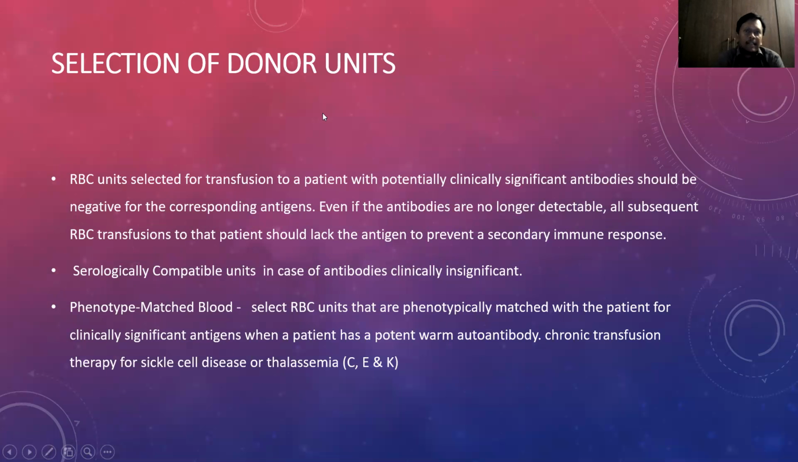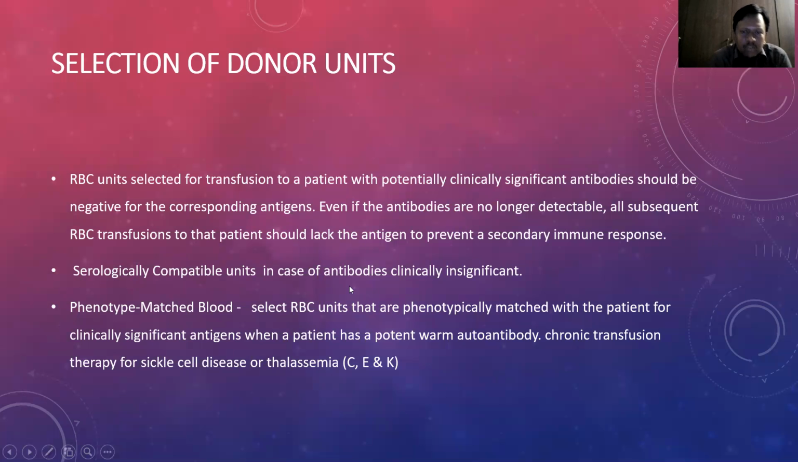So how are we going to select these donor units? RBC units selected for transfusion for a patient with a potentially clinically significant antibody should be negative for the corresponding antigen. Even if the antibodies are not detectable in the serum, but a mention of the antibody is there, all subsequent RBC transfusions to the patient should lack the antigen to prevent a secondary immune response. This is very important, so that any blood center which has detected an antibody, that information has been conveyed to the patient so that in case of future transfusion, we may be careful.